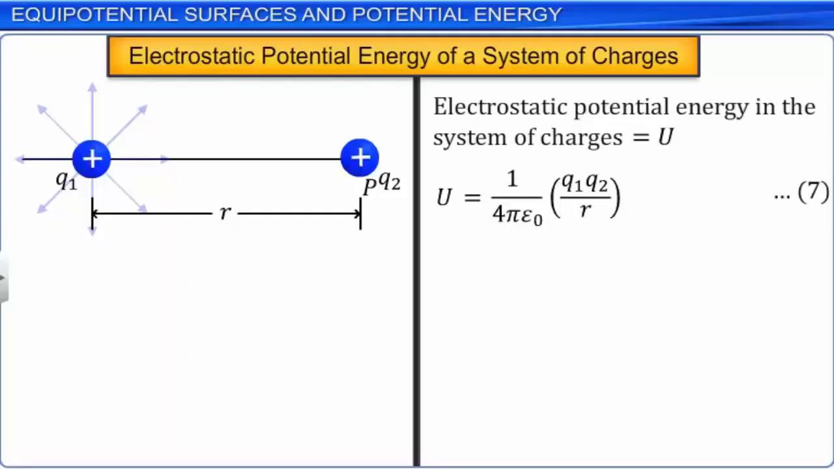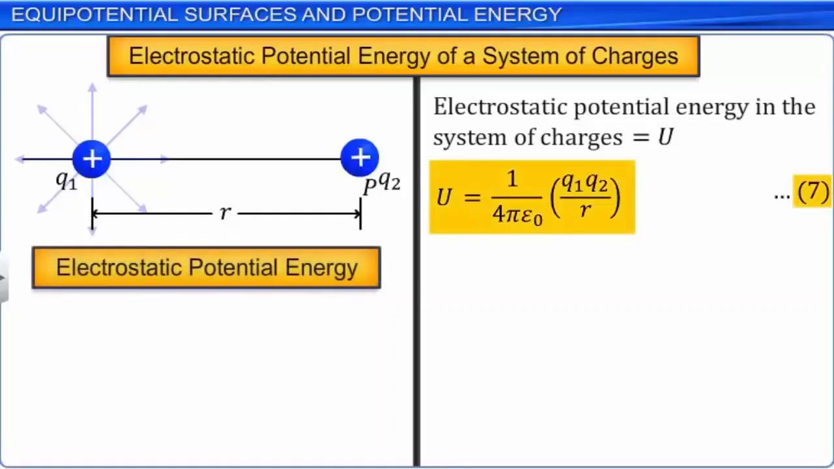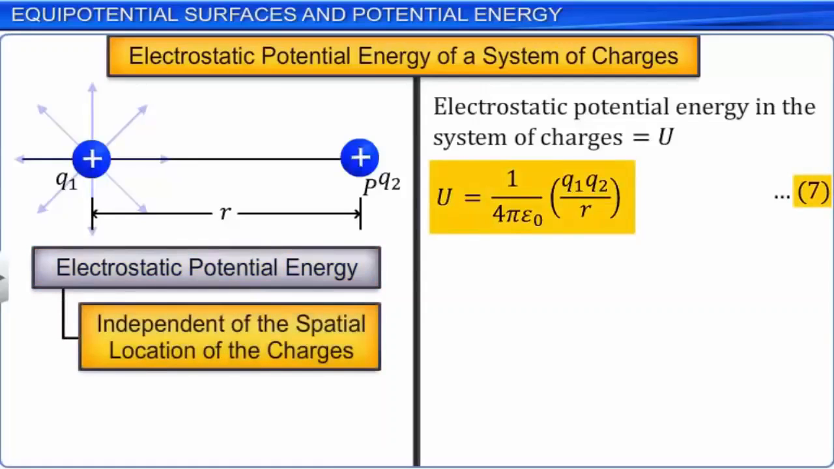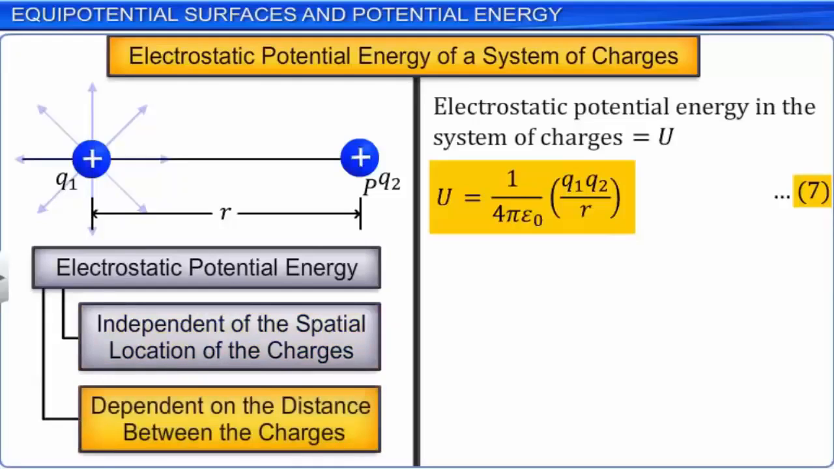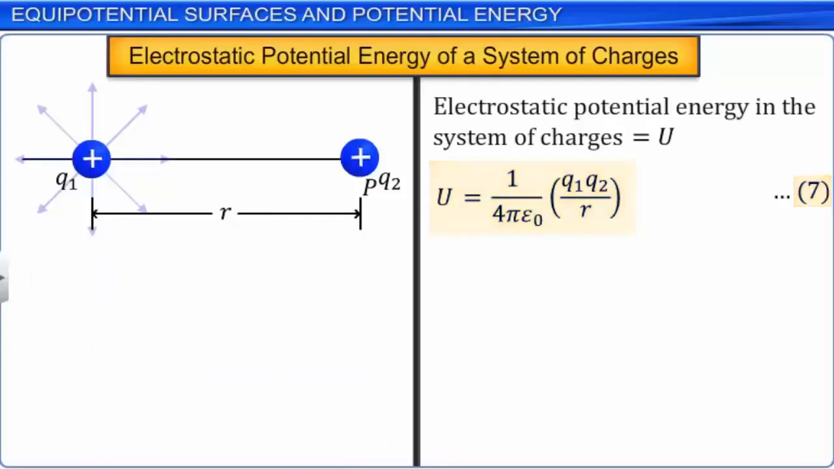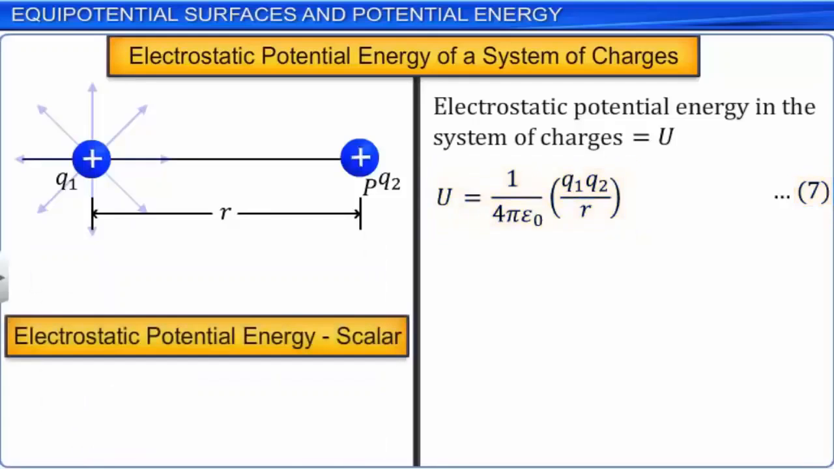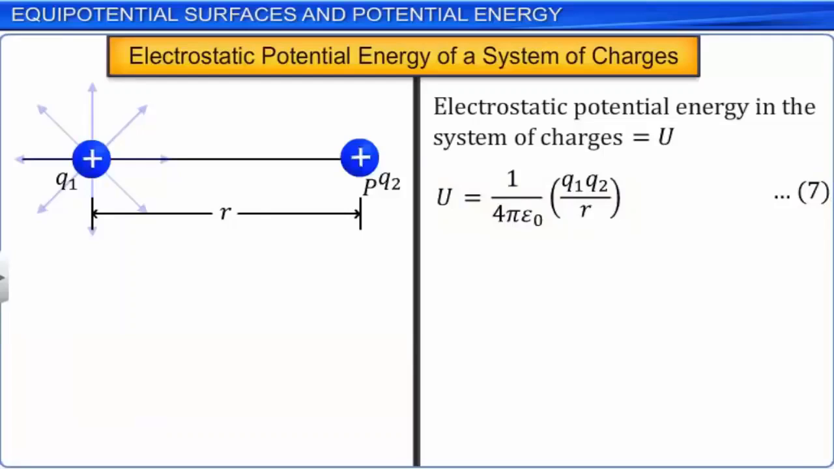From equation 7, we see that the electrostatic potential energy is independent of the spatial location of the charges in a given medium and is mainly dependent on the separation R between the charges. The electrostatic potential energy is a scalar quantity and can be positive or negative depending on whether the product Q1, Q2 is positive or negative respectively in the equation 7.